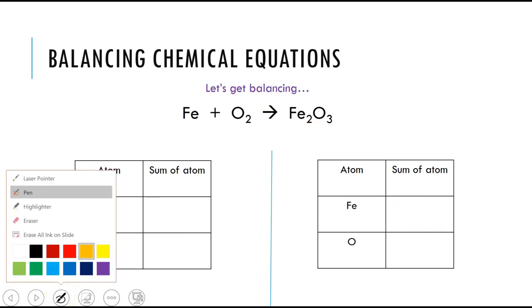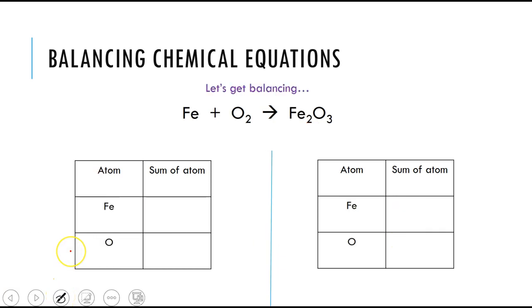The first thing you need to ask yourself is, how many irons do we have on the left-hand side? Fe is iron. We have 1. How many Fe's do we have on the right-hand side? We have 2, thanks to the little subscript. It is not balanced. Let's have a look at oxygen. How many do we have on the reactant side? We have 2. How many on the right-hand side? We have 3.